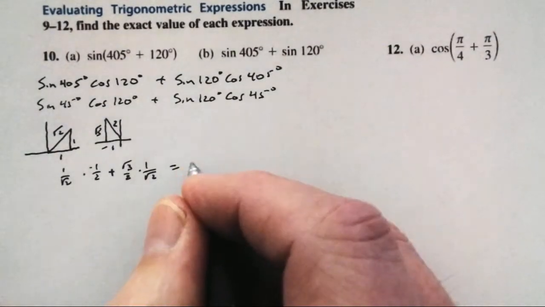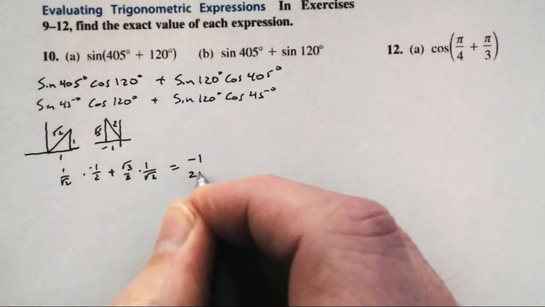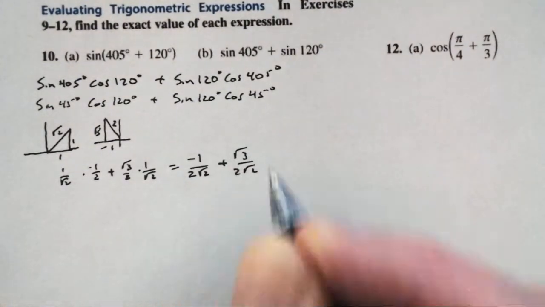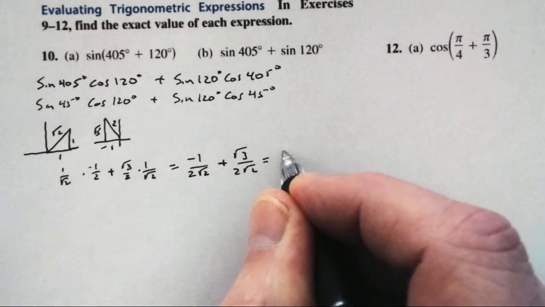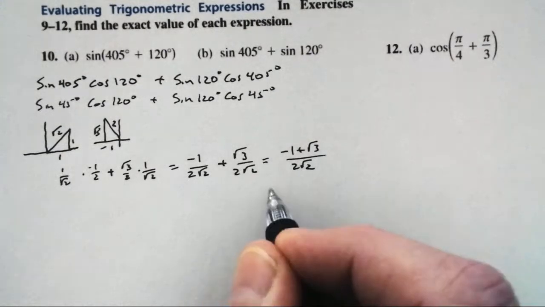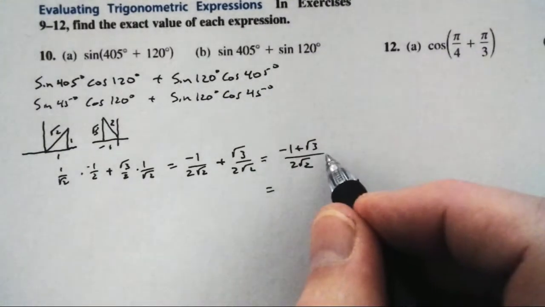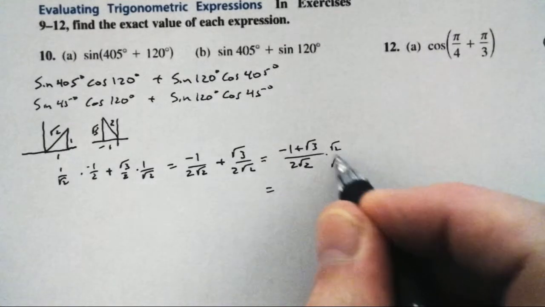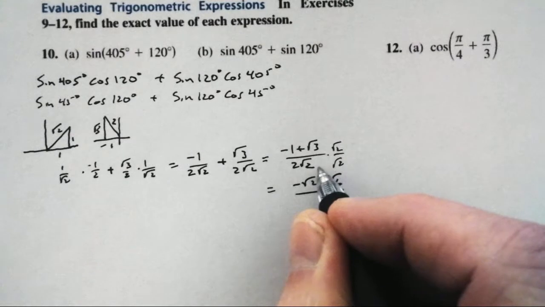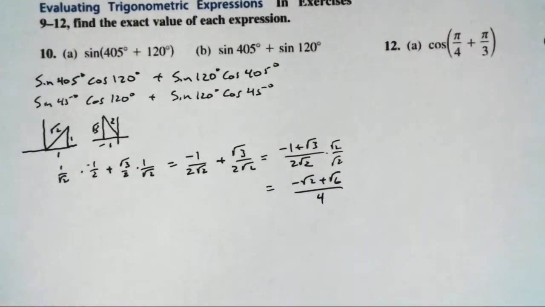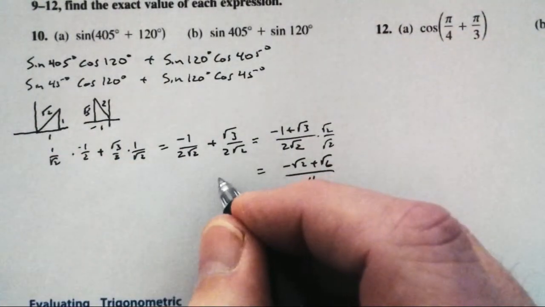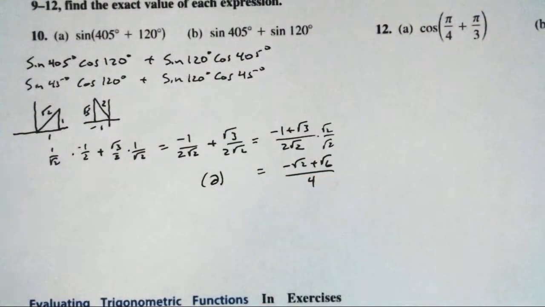And that equals, let's see, I get negative 1 on 2 square root of 2 plus square root of 3 on 2 square root of 2, or negative 1 plus square root of 3 on 2 square root of 2, or let's go ahead and simplify that. Multiply square root of 2 on square root of 2 here. Multiply by 1, and I get negative square root of 2 plus square root of 6, all on 2 times 2, all on 4. There's our solution for A right there.